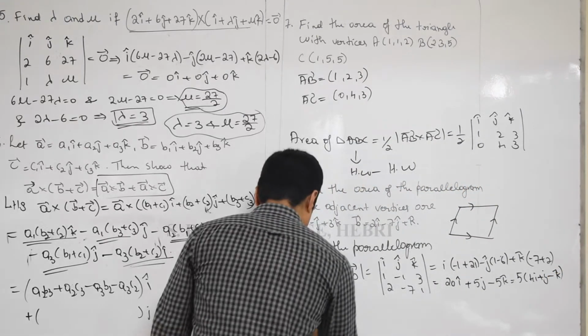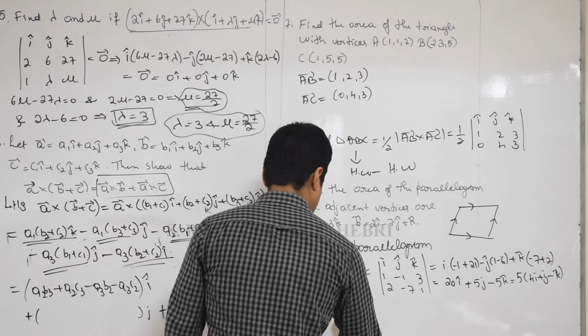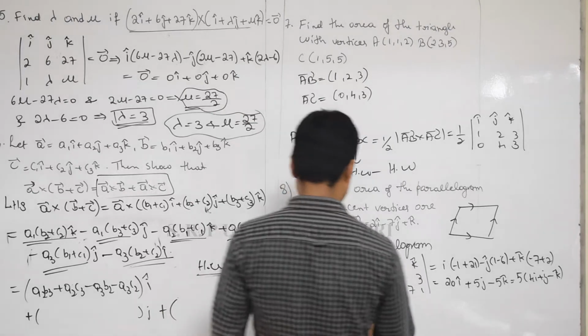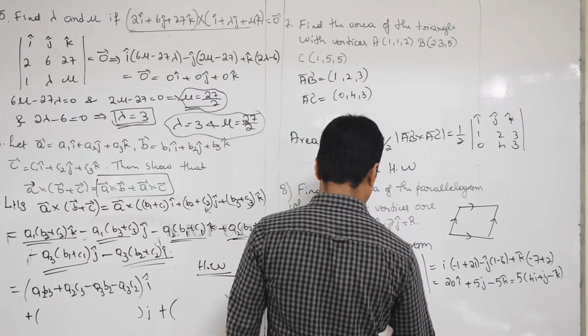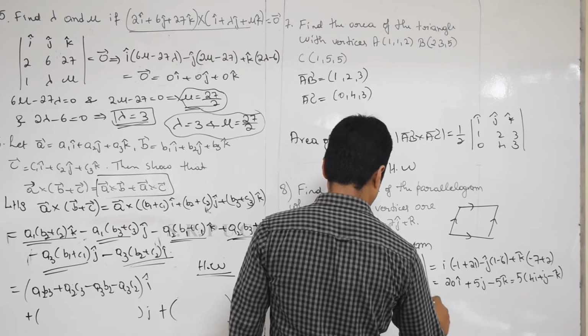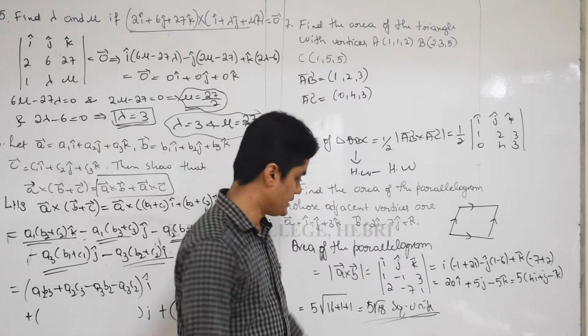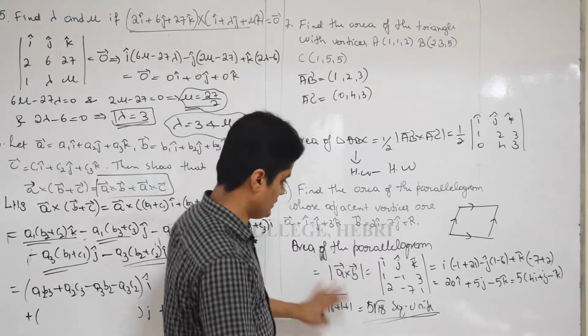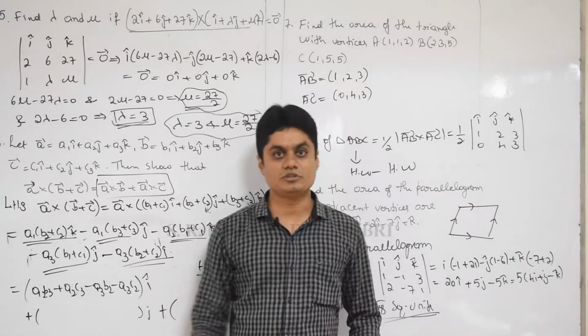So what is the area? Area is the magnitude of that. 5 into square root of 16 plus 1 plus 1. So that is root 18. 5 root 18 square units is the area of the parallelogram. Therefore, the area of the parallelogram is 5 into root 18 square units. So one problem is solved, and just like this you can solve this and the previous problems also.